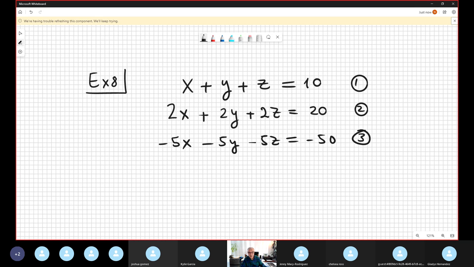You see something weird in this system? What do you think? Student: The first part, they're all 1, and then it's 10. And then the second part, they're all 2, and it's 20. And then the third part, they're all negative 5, and it's negative 50. So it's like a pattern.